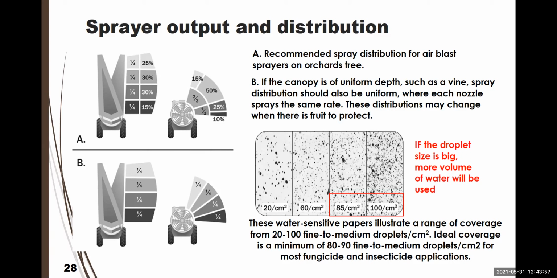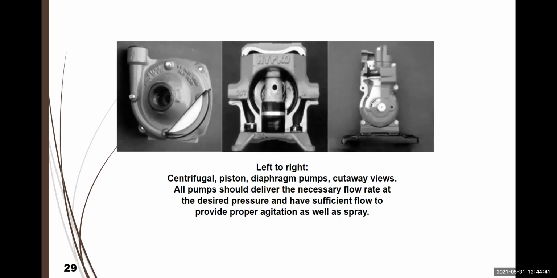And for those nozzles, we can assess the quality of the sprayer by using water-sensitive paper. If the droplet size is big, it means you have used more volume of water. That's why when we do calibration, normally we take a look at the droplet size, and then we can estimate the flow rate. Normally the target is between 85 to 100 droplets per square centimeter. That's the size that we want.